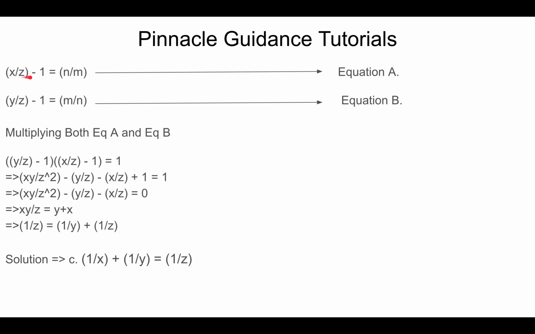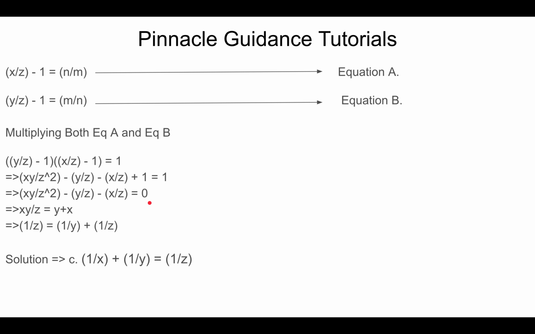So multiplying X by Z minus 1 and Y by Z minus 1 results in XY by Z square minus Y by Z minus X by Z plus 1. This one and this one cancel out. So we get XY by Z square minus Y by Z minus X by Z. We can cancel this extra Z in the denominator. So this is like XY by Z, and put this Y by Z and X by Z over here.